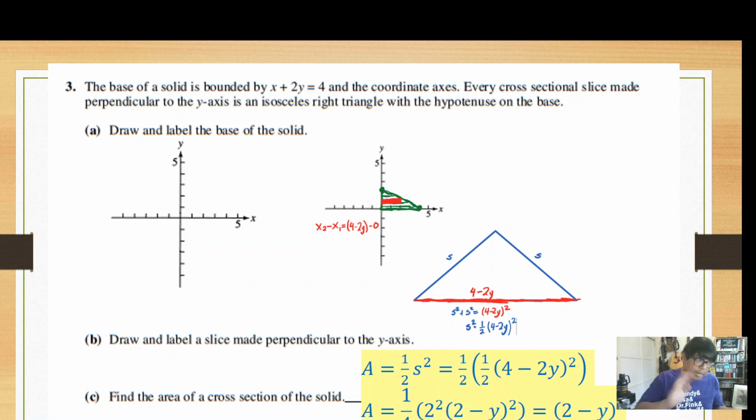Okay, so that's some algebra work, but let's continue on with the calculus stuff here.